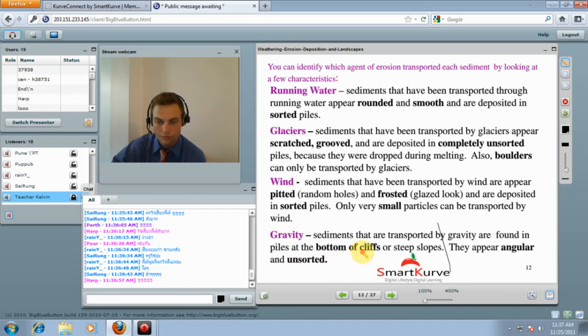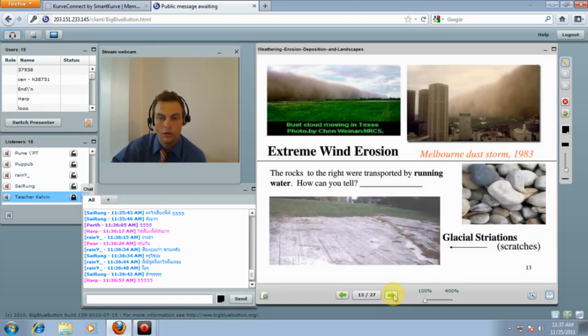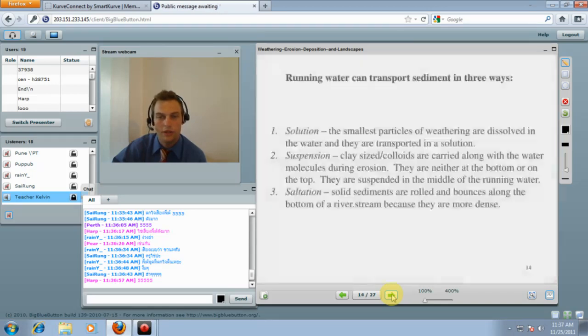Any of these are clues as to how this stuff was formed. Extreme wind erosion, it's pretty epic.